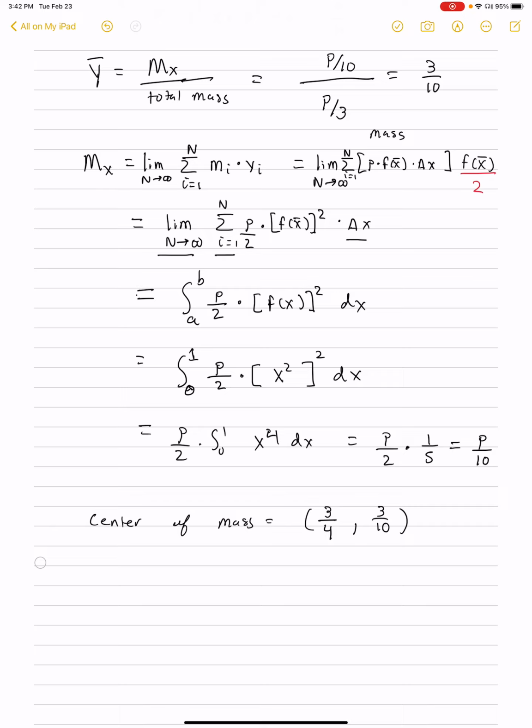And one thing that you should note is that you can typically ignore the density rho because it's not needed to find the center of mass.